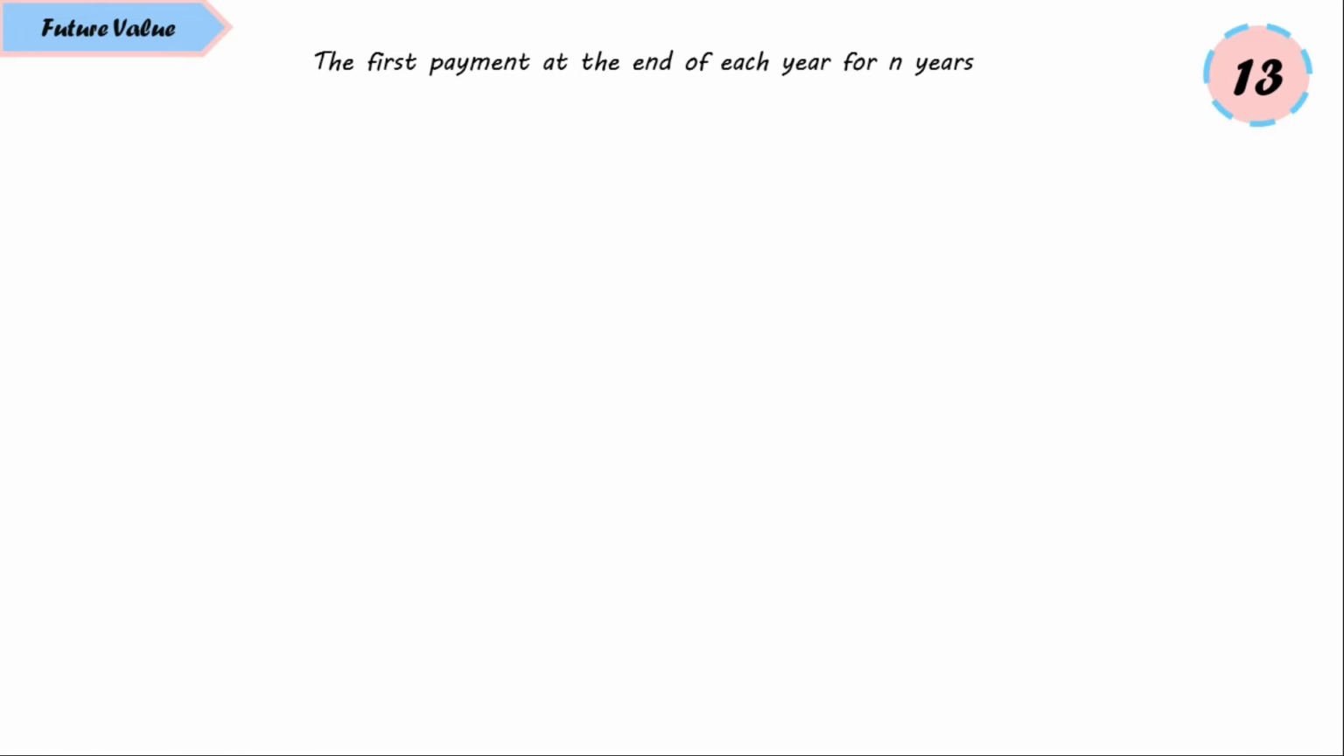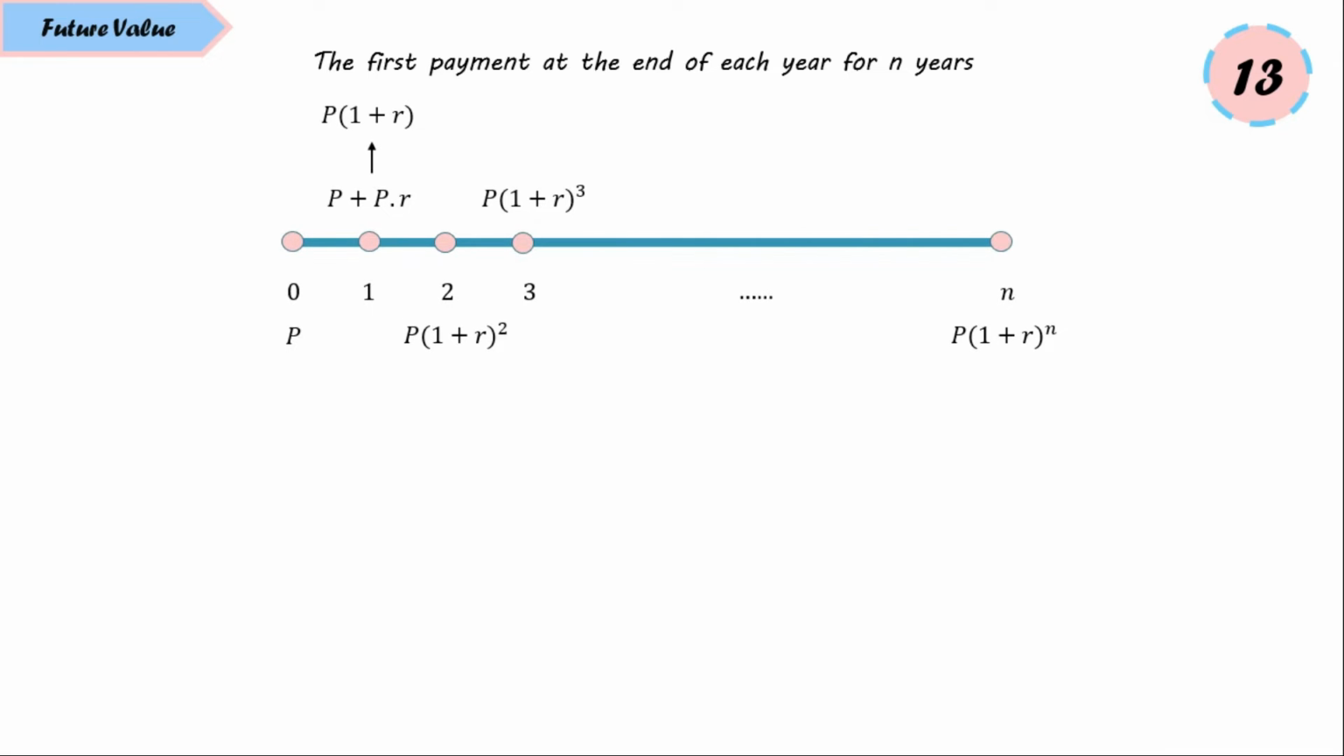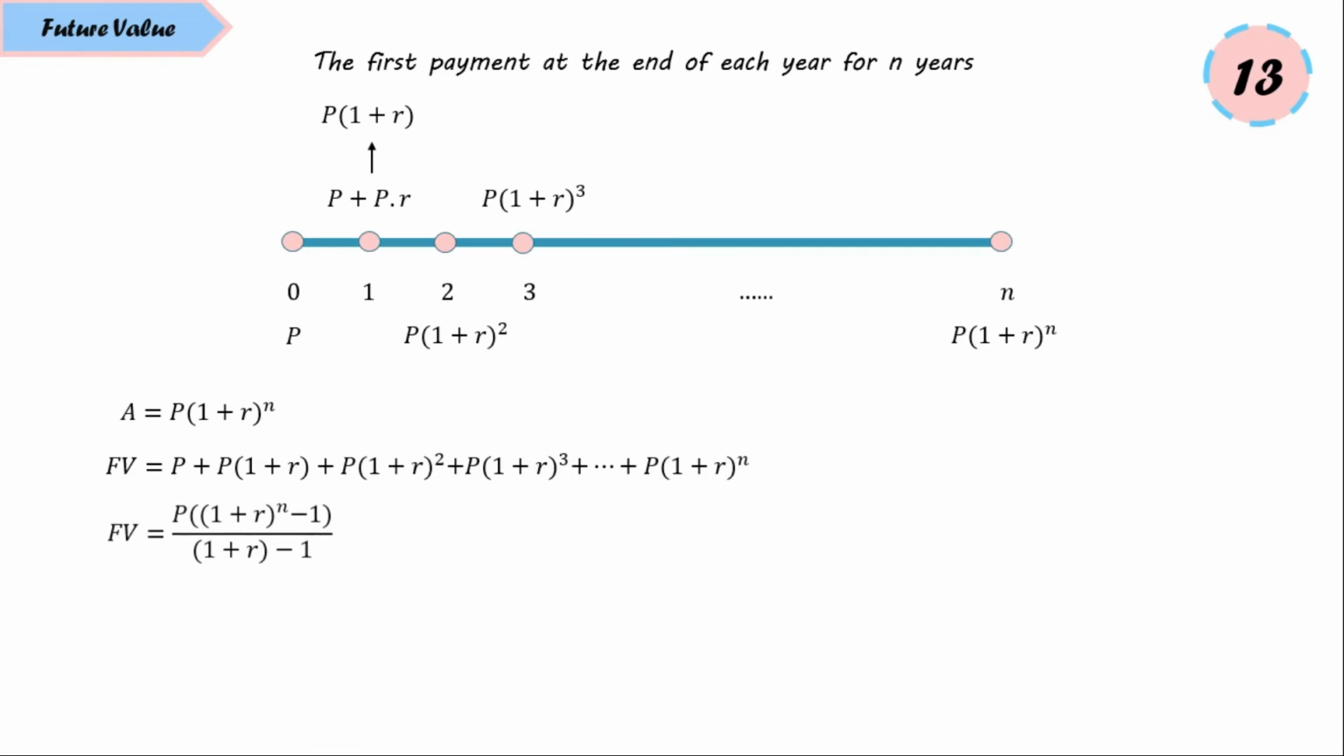Okay, future value, with the first payment at the end of each year for 10 years. In the time diagram of ordinary annuity, we can get equation 2 for future value, which equals P times ((1 plus R) to the power n minus 1) divided by R.